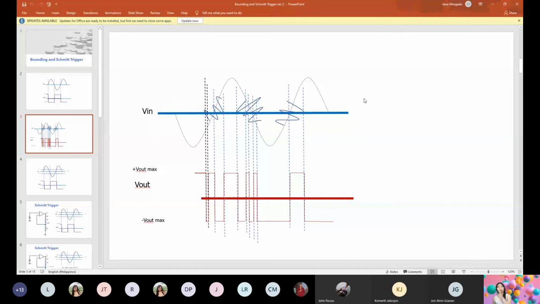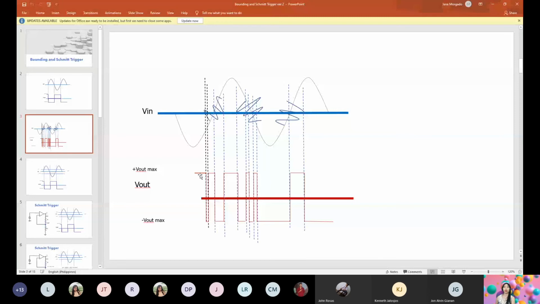Comparator. So if you have noise here, let's say a high spike noise, every time the noise crosses the reference level, which is 0, the output voltage changes, or it toggles from one saturation point to another. Okay, like this.